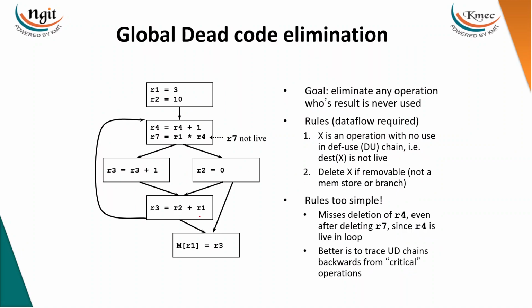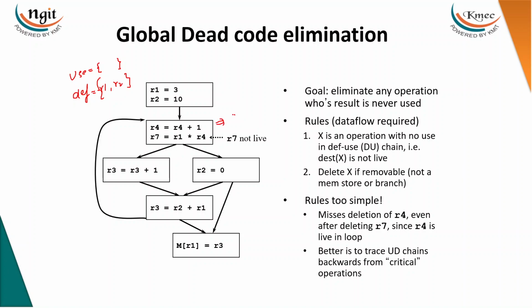A variable is said to be live if it is used later in the program. For example, we use live variable analysis or the definition-use chain, where it is defined and where it is used. Let me take this basic block. How many variables are defined here? R1 and R2 are defined. And what variables have we used here? No variable, because we have used 3 and 10.